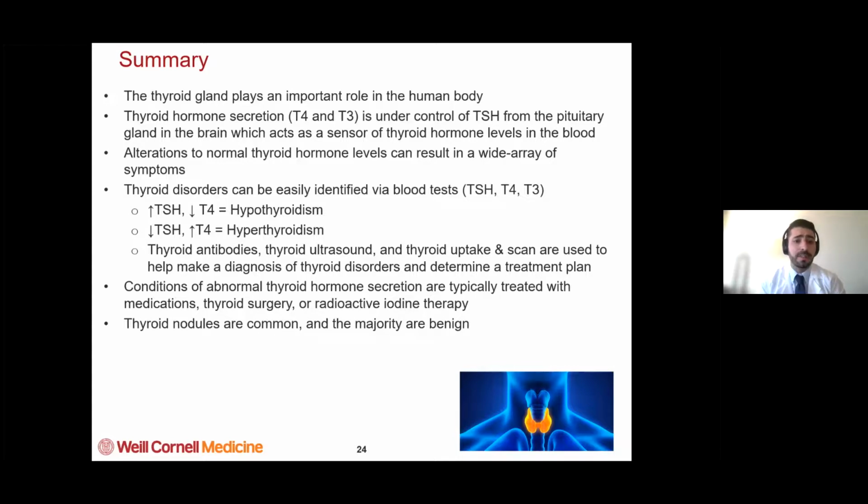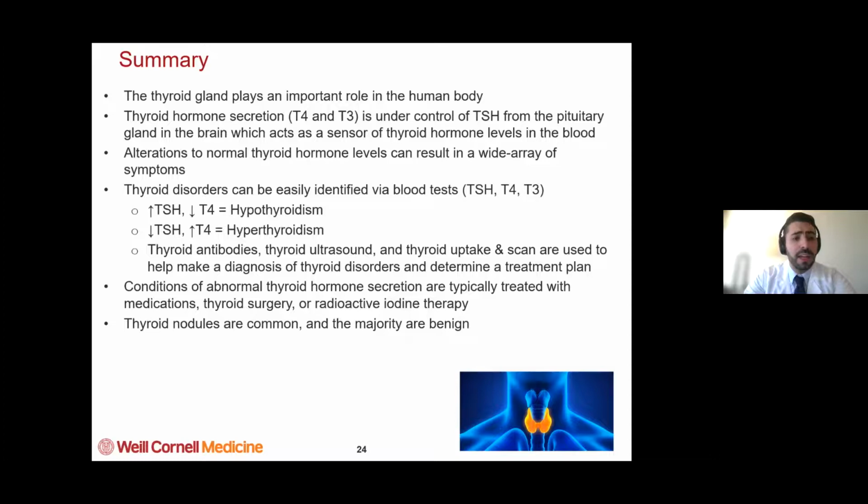as a possible cause. Luckily, thyroid disorders can be easily identified via blood tests by checking a TSH, a T4, and T3. And just to review, the common presentations: a high TSH with a low T4 is consistent with hypothyroidism or low thyroid hormone, whereas a low TSH and a high T4 is consistent with hyperthyroidism or high thyroid levels. And this is because T4 and T3, their secretion is under the control of TSH from the pituitary gland, which acts as a sensor of thyroid hormone levels in the blood.